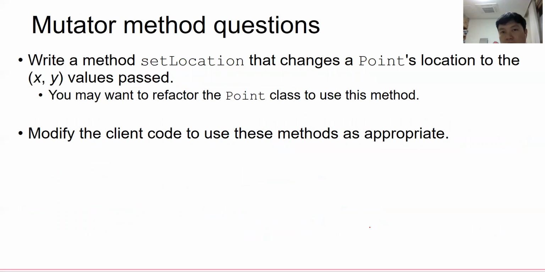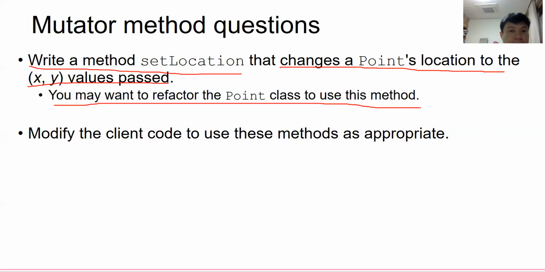Now, I have a question. Write a method setLocation that changes a point's location to the x, y values passed. So you may want to refactor the point class to use the method. How can we refactor the point class? Please modify the client code to use this method appropriately. How can we put the setLocation? The setLocation will have x and y. So I need to make a new method and there will be two parameters, x and y.